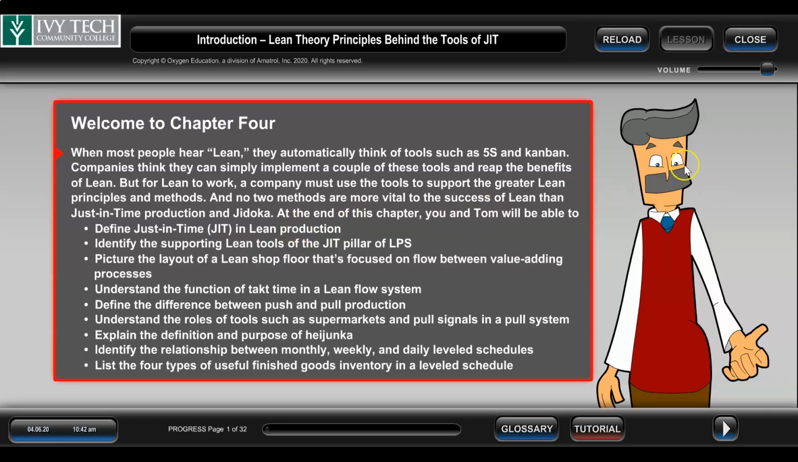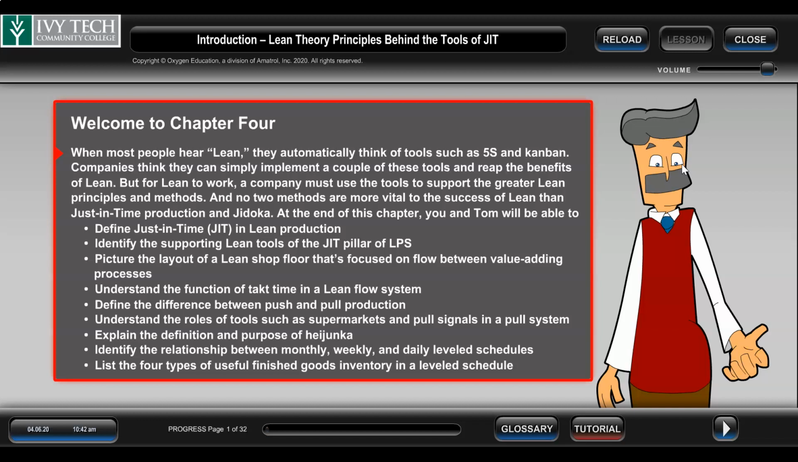Welcome to Chapter 4. When most people hear Lean, they automatically think of tools such as 5S and Kanban. Companies think they can simply implement a couple of these tools and reap the benefits of Lean. But for Lean to work, a company must use the tools to support the greater Lean principles and methods, and no two methods are more vital to the success of Lean than just-in-time production and JIT.